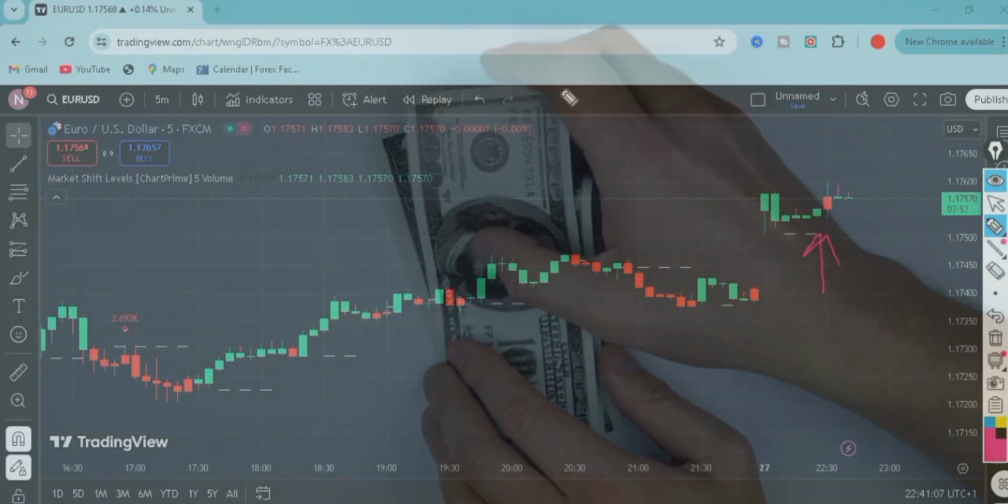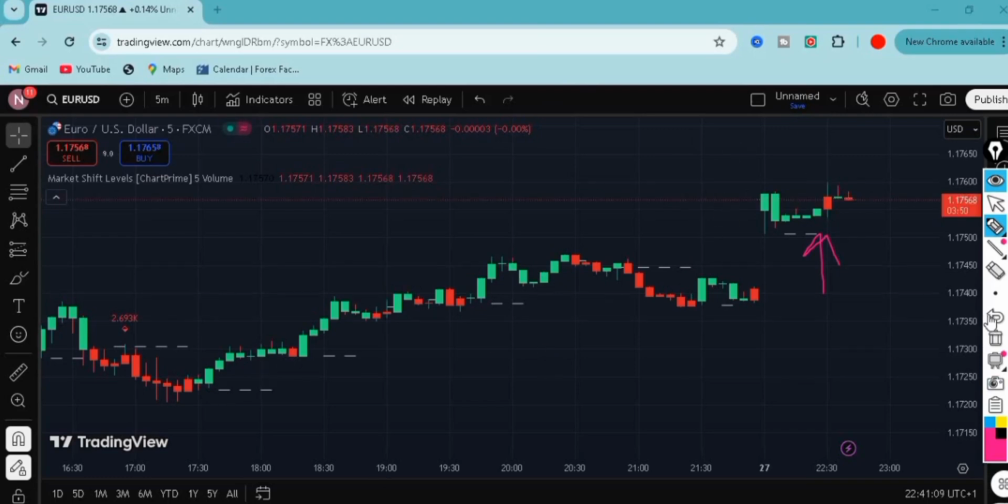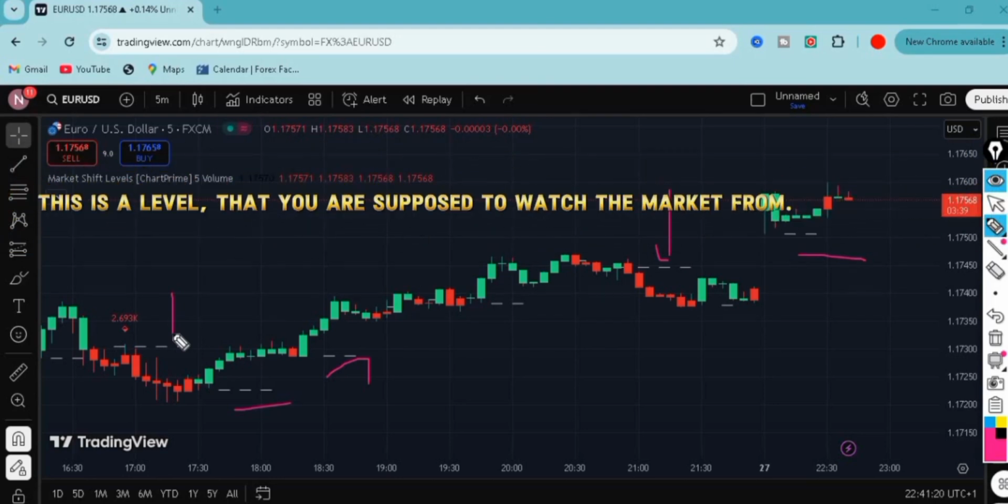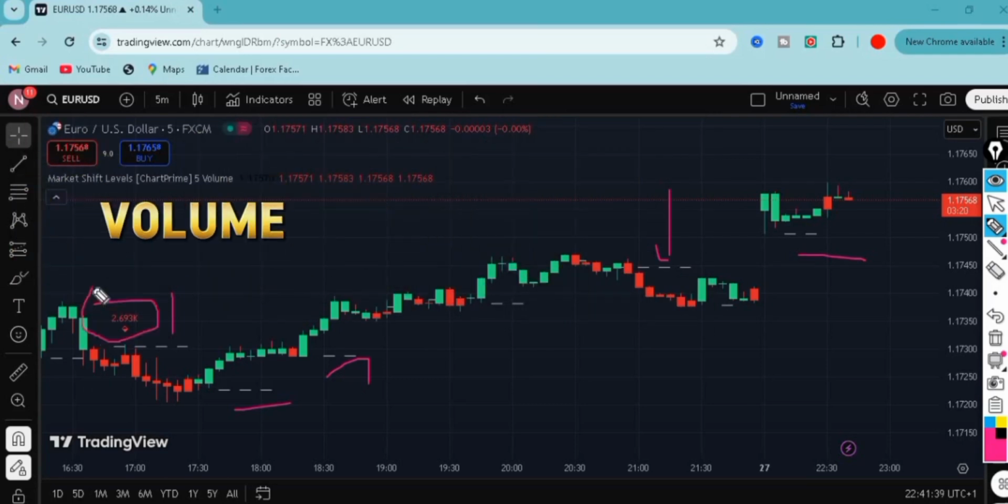Okay, so guys, what you can see, it highlighted right on my chart with a dashed line here, a dashed line here, all the dashed lines that you can see right here. There is information they pass, that guys, this is a level that you're supposed to watch the market from. It can be your point of interest, what you call support and resistance, you can name them, but basically the theory behind that is that you can use them to know the level that you're supposed to watch the market from. It as well shows the volume.